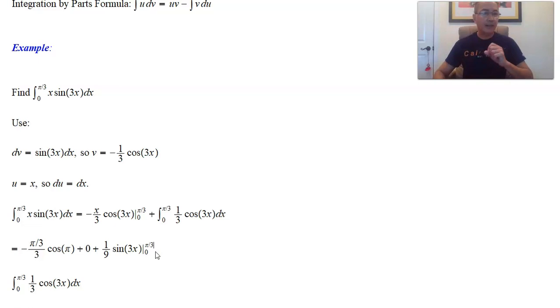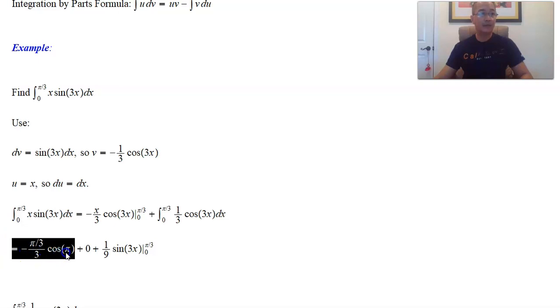Okay, there we go. And again, what are we going to get? Oh, by the way, what is the cosine of pi? Is that 0? No, that is -1. So that term does not go away. You'll get negative pi over 9 times -1, times -1. And then you will plug in the endpoints over here.